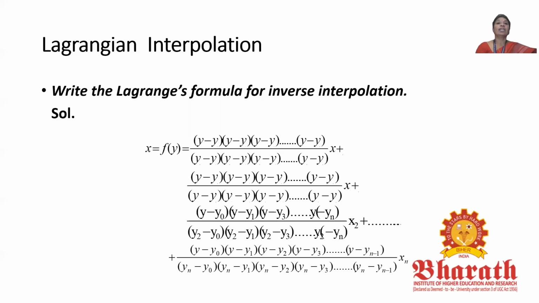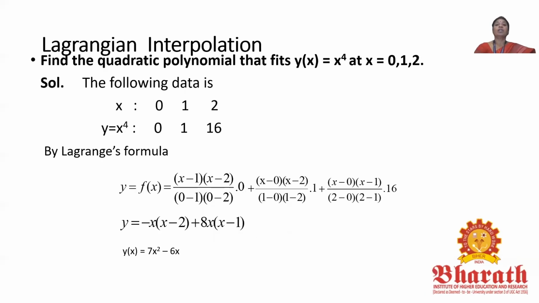Write Lagrange's formula for inverse interpolation. So it is x is equal to f of y is equal to y minus y1 into y minus y2, etc., y minus yn divided by y0 minus y1, y0 minus y2, etc., y0 minus yn into x0, and so on, up to y minus y0 into y minus y1 into y minus y2, etc., y minus yn minus 1 divided by yn minus y0, yn minus y1, yn minus y2, yn minus y3, etc., yn minus yn minus 1 into xn.